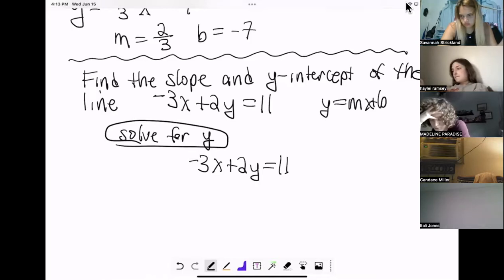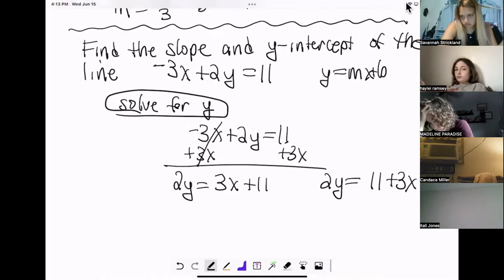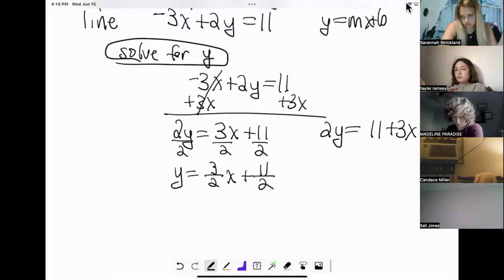First thing I can do, I want to get y, so I'm going to add 3x. I'm going to move 3x to the other side. 2y is equal to, now I'm going to keep it in y equals mx plus b form, so I'm going to put the x first and the number second. You don't have to. There's nothing wrong with going 11 plus 3x. Then I could divide every single thing by 2, no matter which way you did it. And what do I get? I get y is equal to 3/2 x plus 11/2. Now I got it in the form I need. Y equals mx plus b.